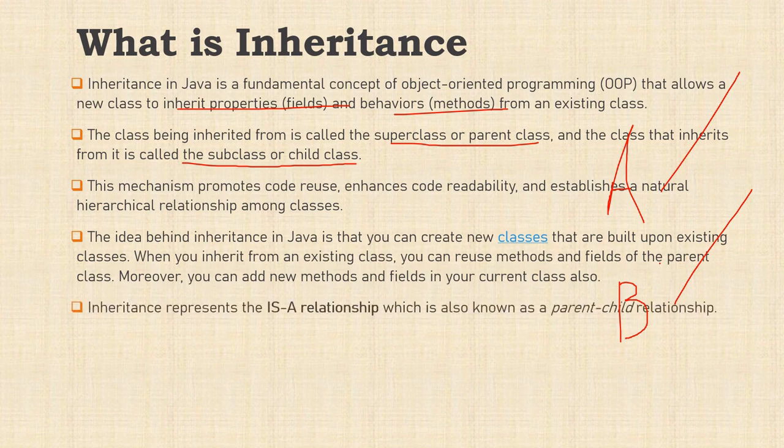Inheritance represents an is-a relationship, which is also known as a parent-child relationship. So it supports the is-a relationship.